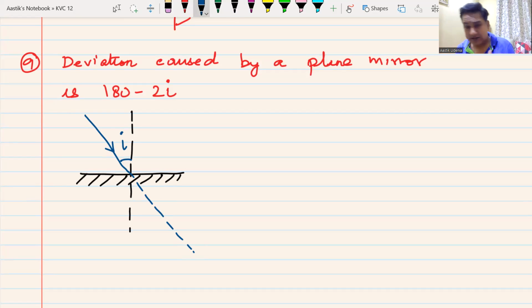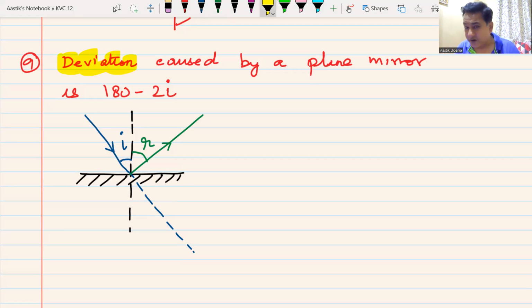Now, since it encounters a reflecting surface, it will get reflected. The green one is always reflected for me. The blue one is incident, and the green one is reflected. I'll use the same thing everywhere. So I is the angle of incidence, and this R is the angle of reflection, and I is equal to R. We already know this. Now, my question is, since I've written deviation caused is 180 minus 2I, what is deviation here? Deviation is an angle, obviously. Which angle am I talking about?